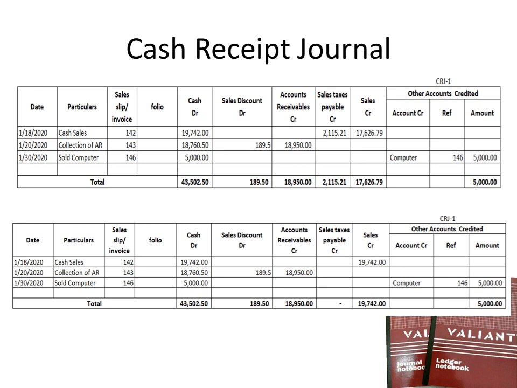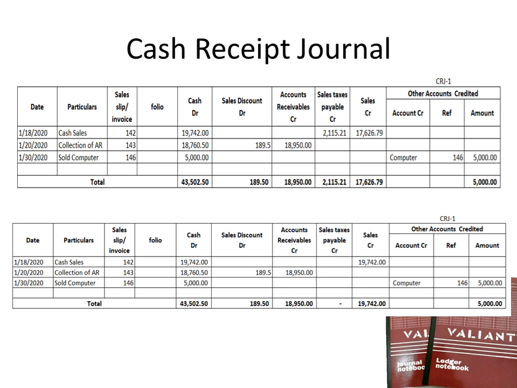So this one is a collection of accounts receivable, which was previously recorded in our sales journal. So 143, debit cash 18,760.50. Then we also have our sales discount because it was paid within the discount period. So 1%, it's 189.50. So our accounts receivable is still 18,950.